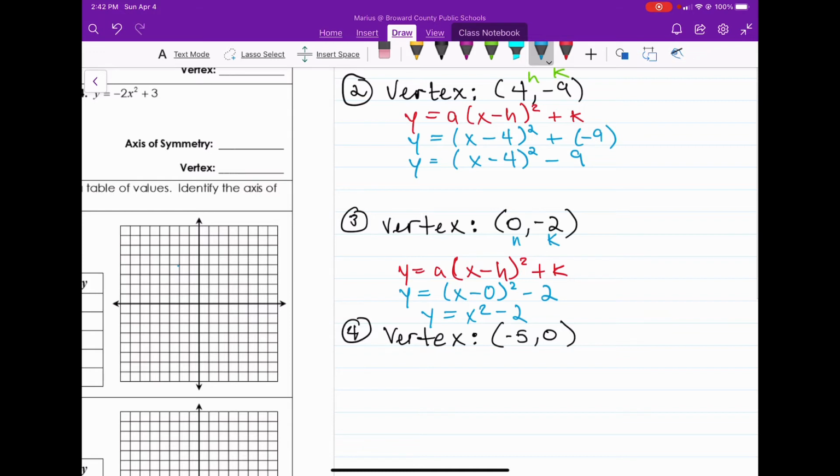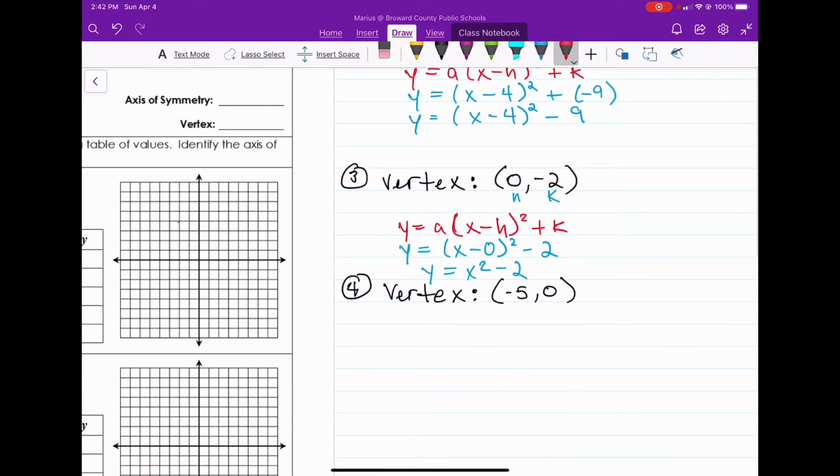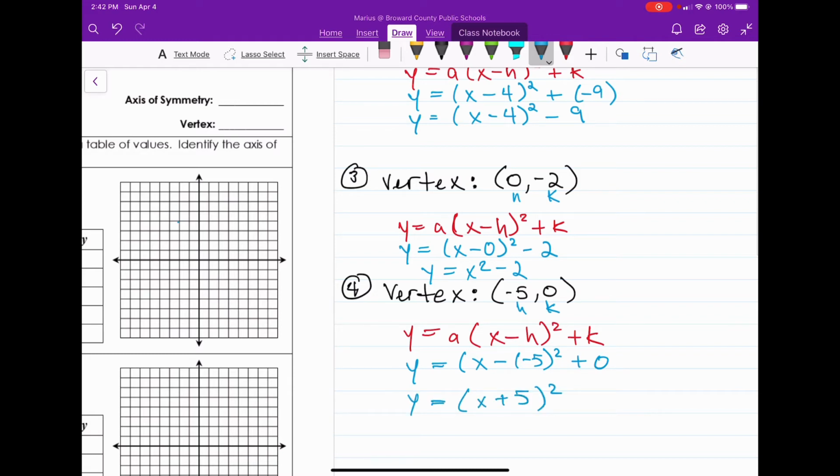Now, in the last one, y equals a times x minus h squared plus k. We know that h is negative 5 and k is 0, so what does it look like when k is 0? y equals x minus negative 5 squared plus 0, which is really just y equals x plus 5 squared. And that's it, because plus 0, we don't need to write it. So when k is 0, it's just going to be x plus or minus a number squared, okay? y equals the group of x plus or minus a number squared.